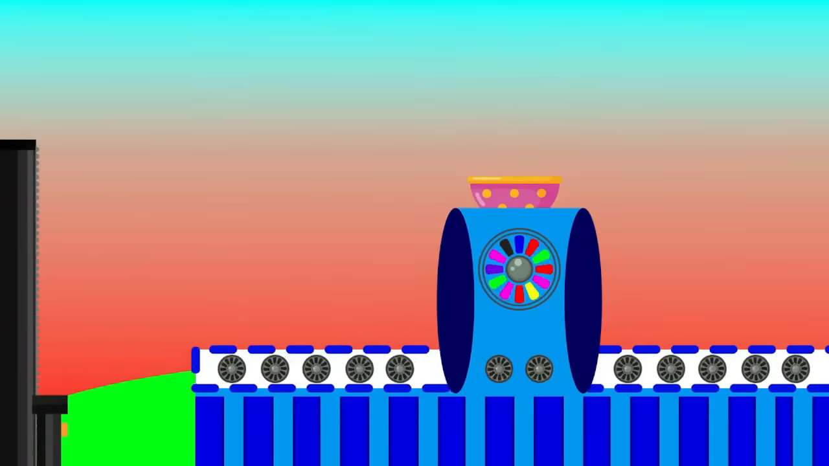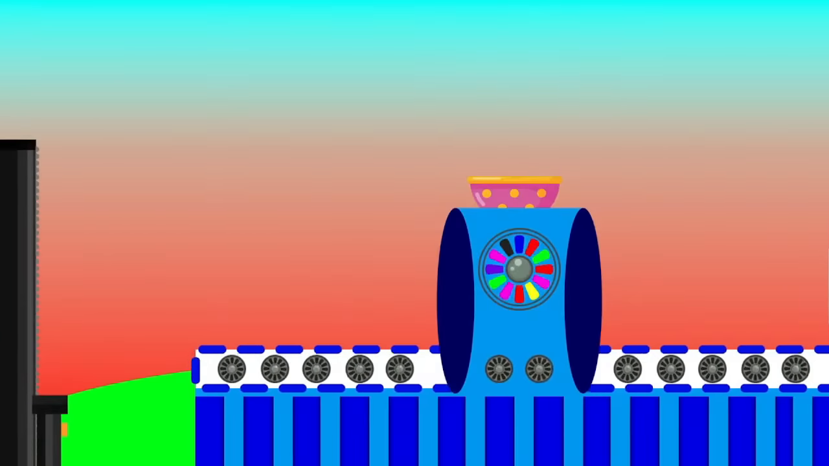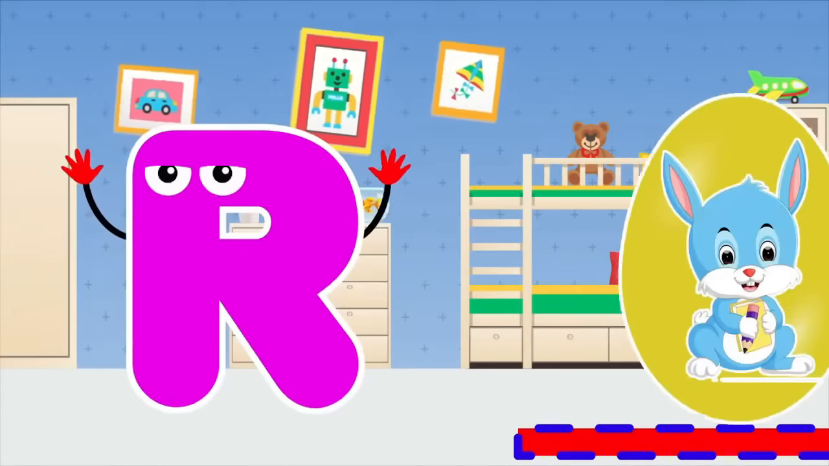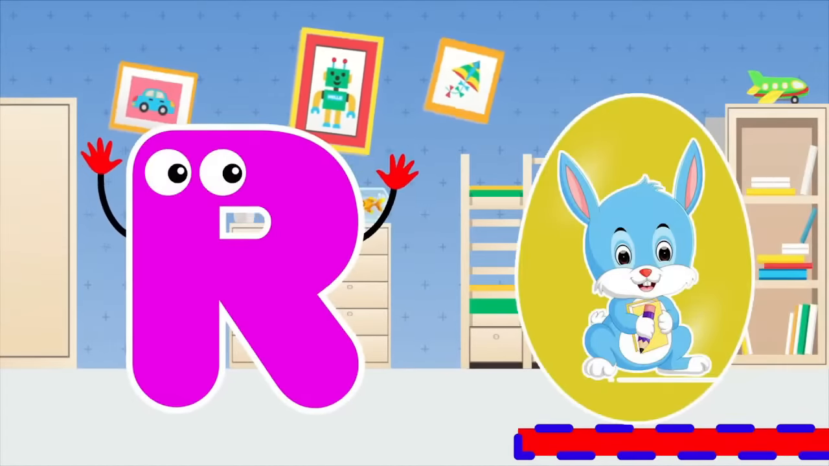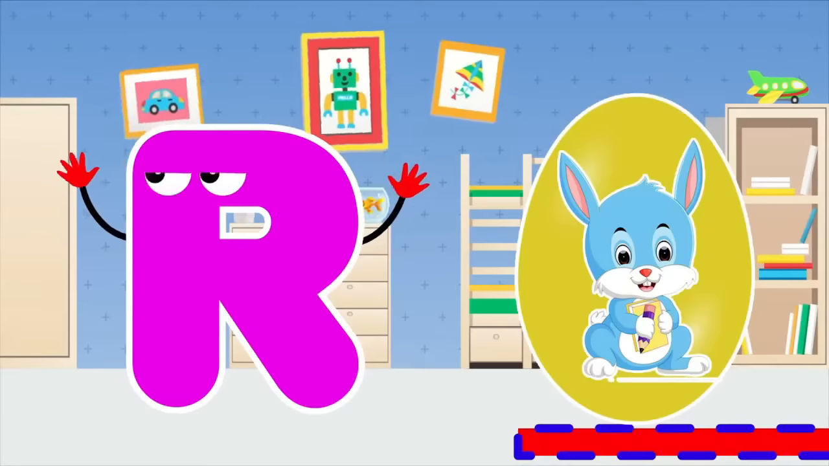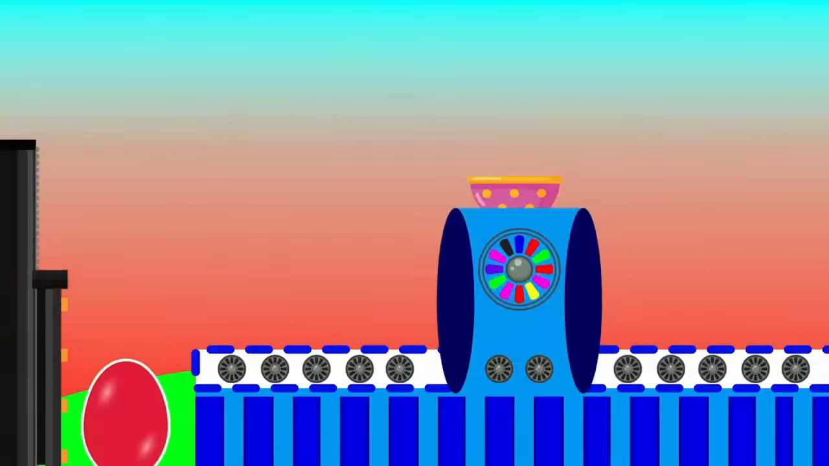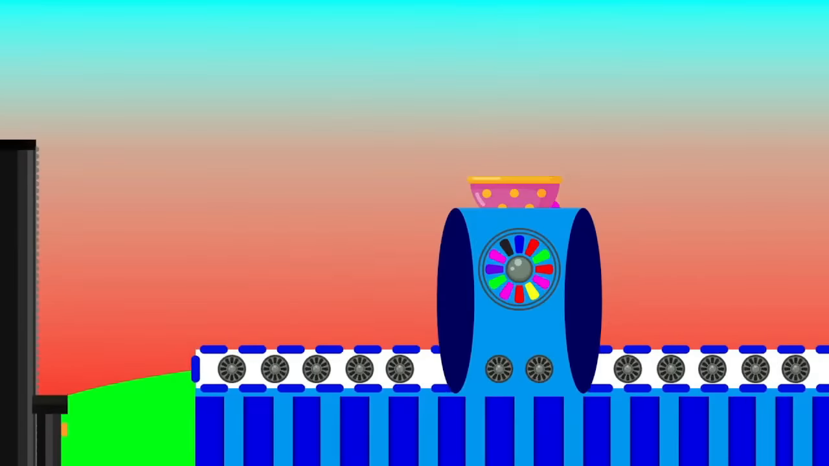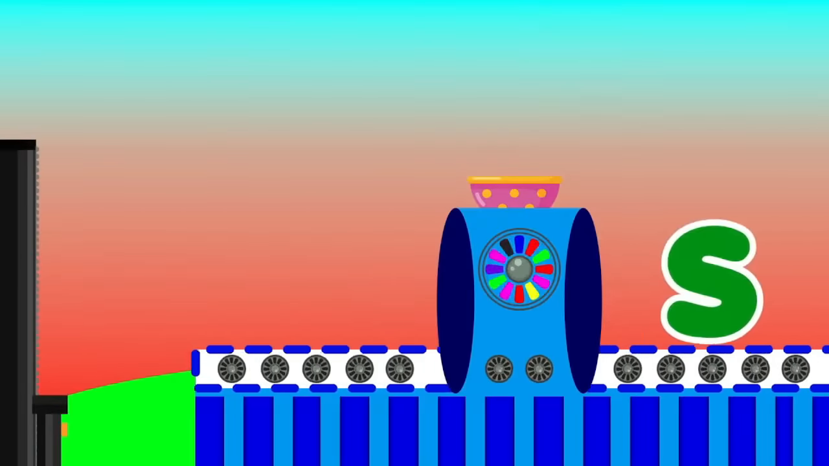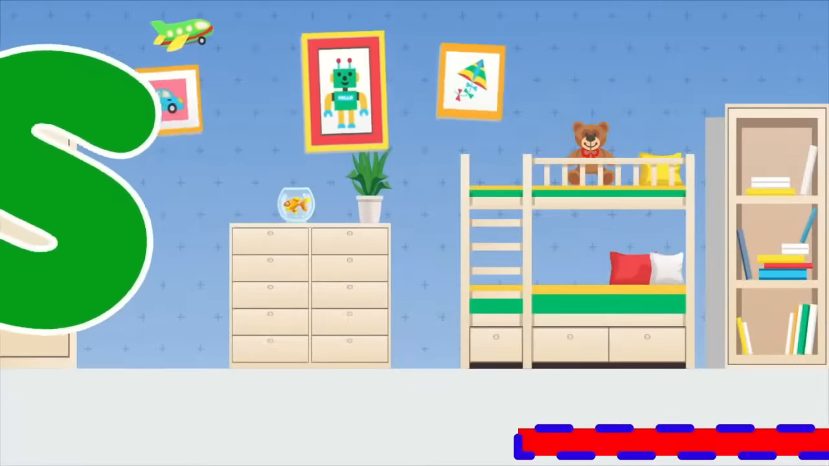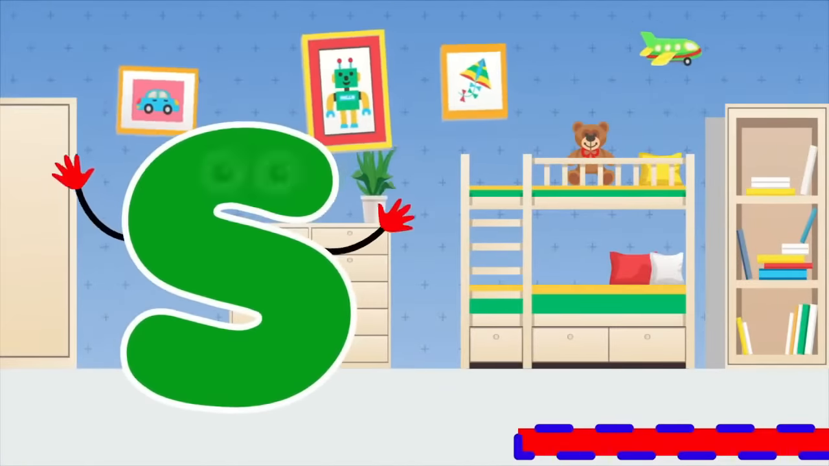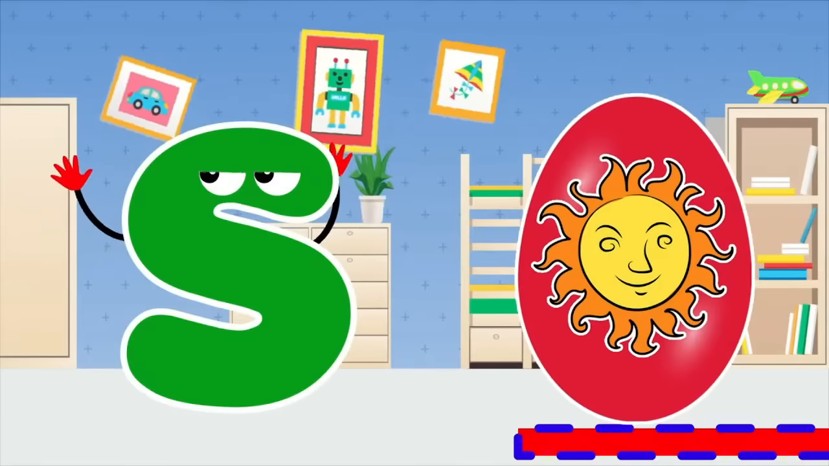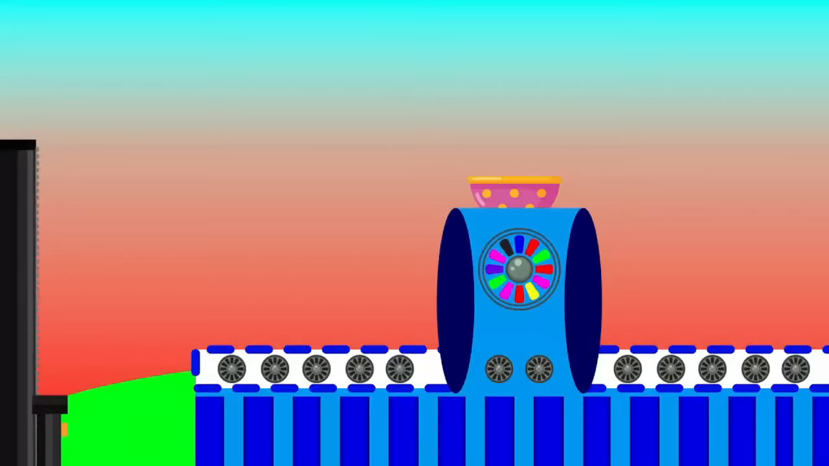Here is an alphabet R. R is for rabbit. Here is an alphabet S. S is for sun. Good job!